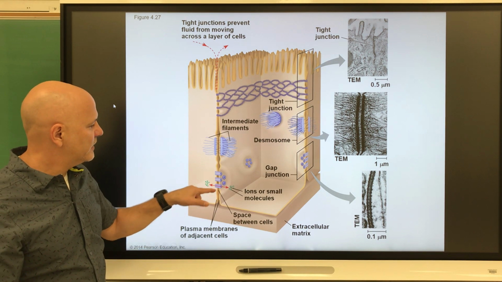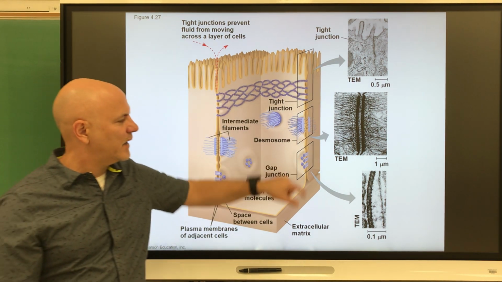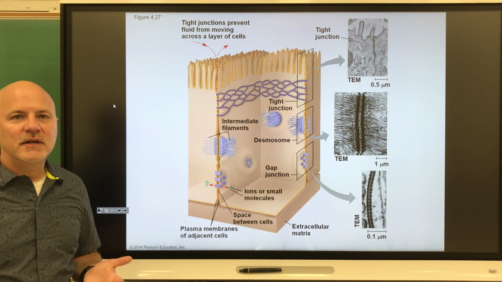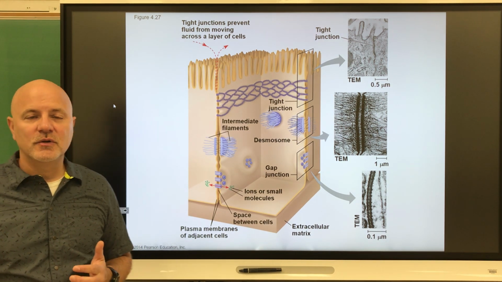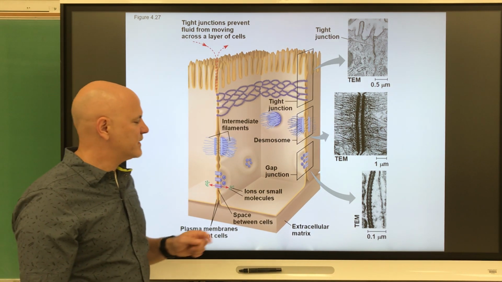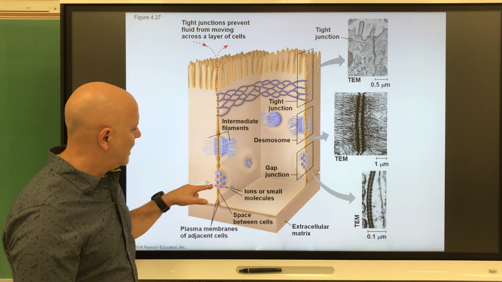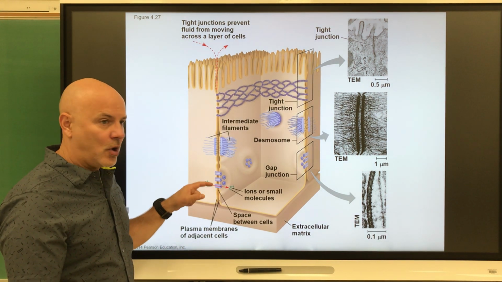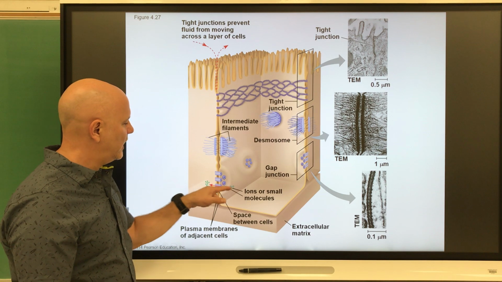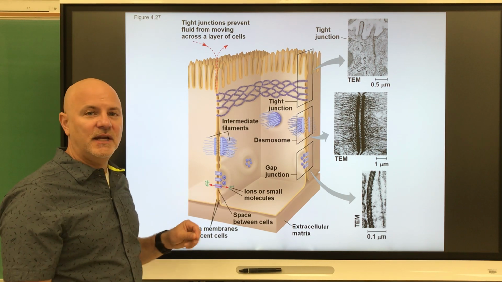Lastly are gap junctions. So down here are gap junctions. We see those right there as well. This essentially is a passageway between two adjacent animal cells. So two animal cells close together. It's essentially like a large straw that allows substances to move from one cell to the next.